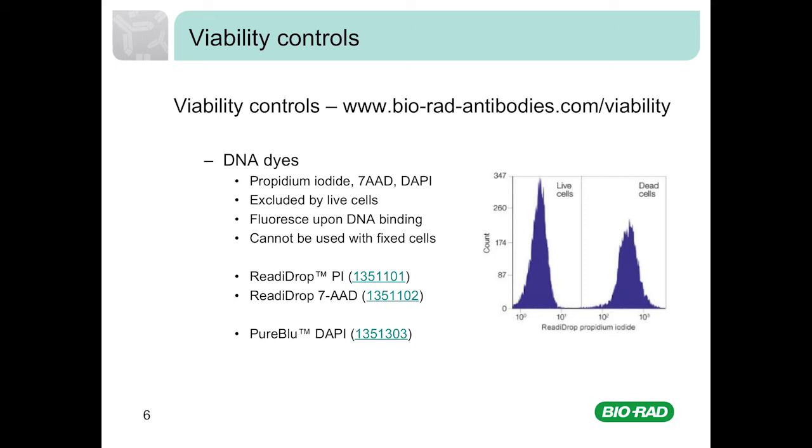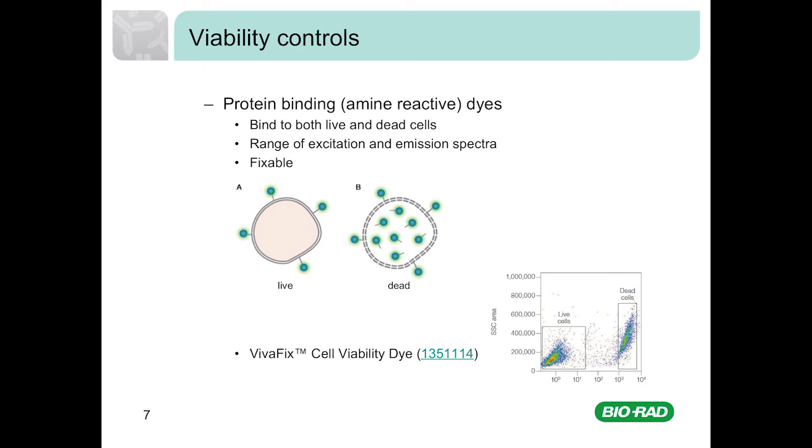The second group of dyes available to enable you to discriminate dead cells from your live cells is the protein binding dyes. As can be seen in the cartoon, these dyes will bind to both live and dead cells. However, when a cell has a compromised membrane, as seen in dead and dying cells, there is access to a greater amount of protein. Therefore, they will have higher fluorescence. An example of this can be seen in the FACS plot, where Jurkat cells have been stained with one of our VivaFix dyes that is excited by the blue laser and emits at 521 nanometers.